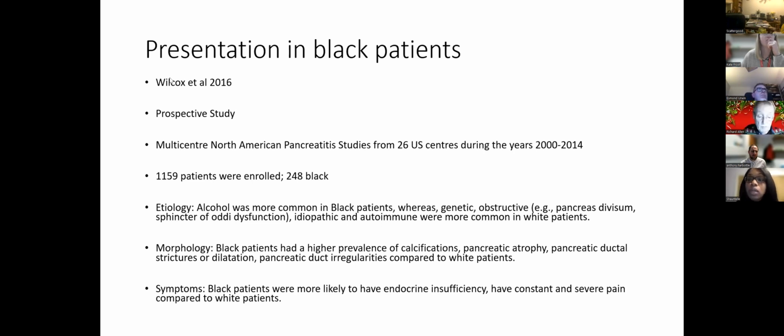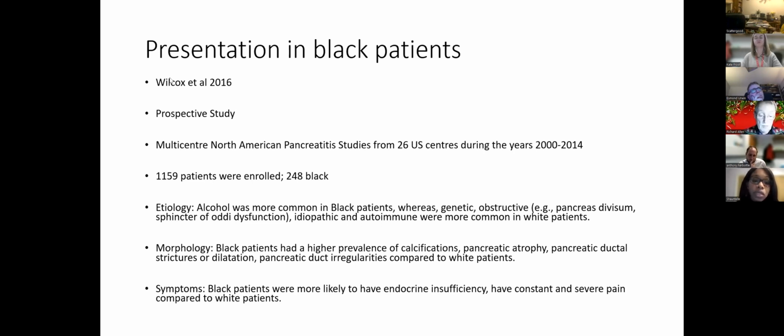Now, it's well known that alcohol is a major risk factor for the development of chronic pancreatitis, but it has also been proven that smoking is an independent risk factor for chronic pancreatitis. And then we have other causes of chronic pancreatitis, including autoimmune causes, and also chronic renal disease as well.